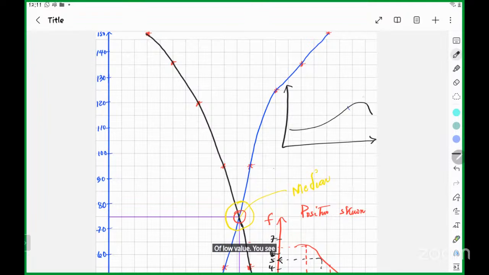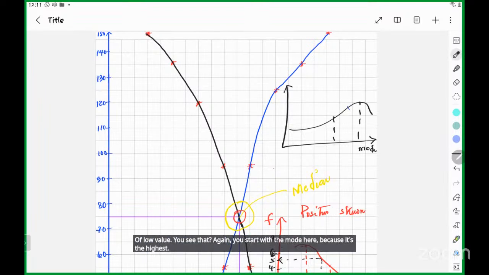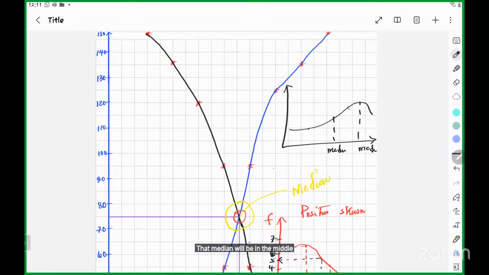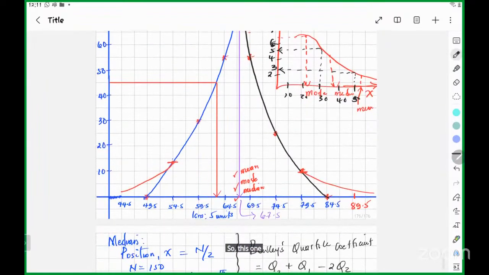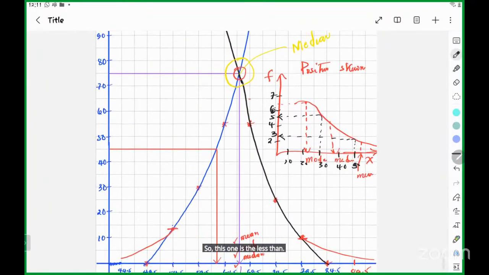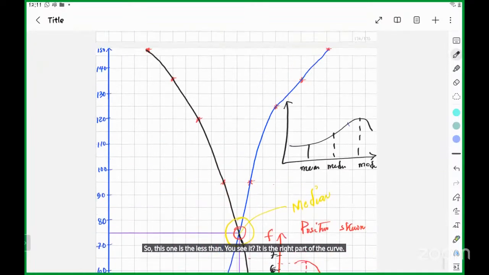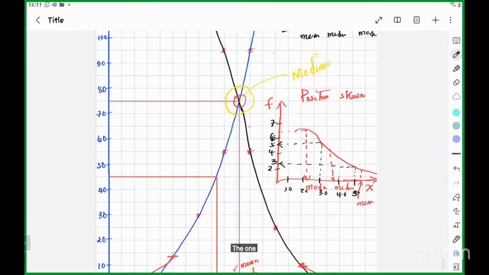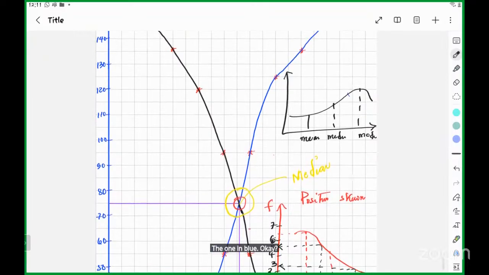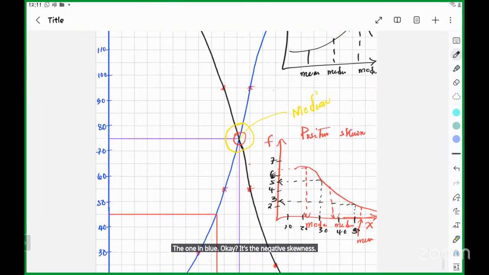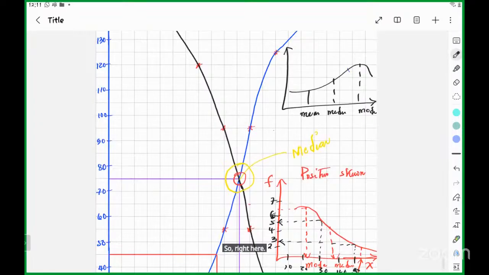You see that? Again, you start with the mode here because it's the highest. The median will be in the middle, and then the mean. So this one is the less than. You see it? It is the right part of the curve. The one in blue is the negative skewness. So right here, you'll have few people receiving less and many people receiving more.